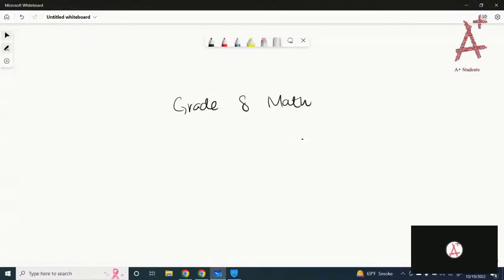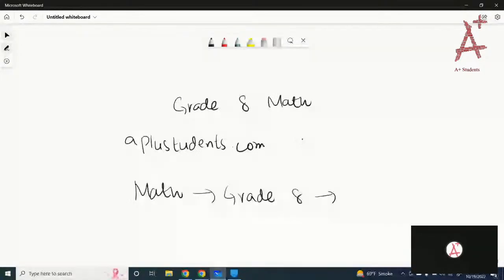So you can find all the lessons on aplusstudents.com. You have to log in there using your email address and password as provided by the administrator. Then you have to select and start with the topic that is rational numbers chapter 4.